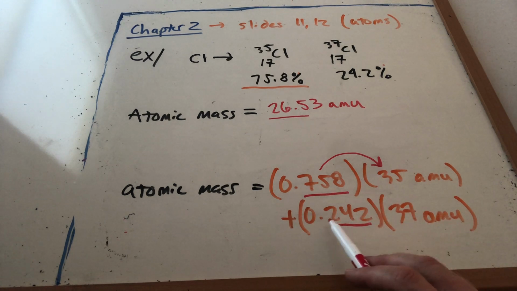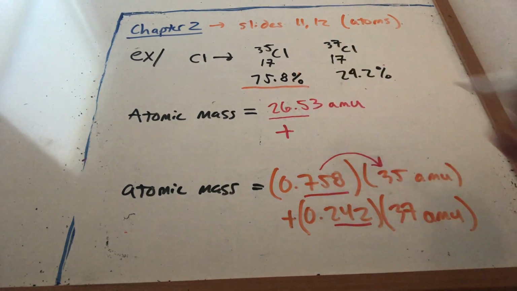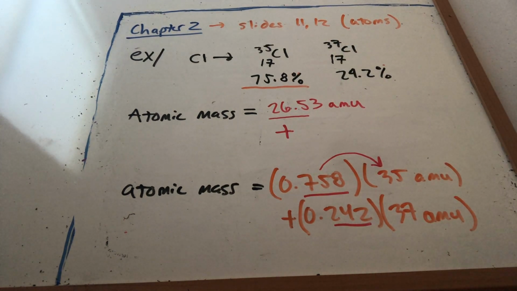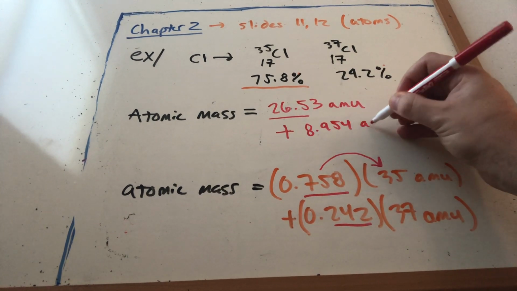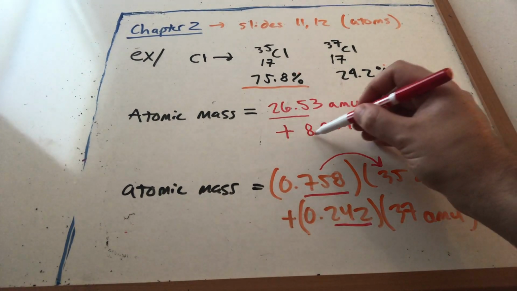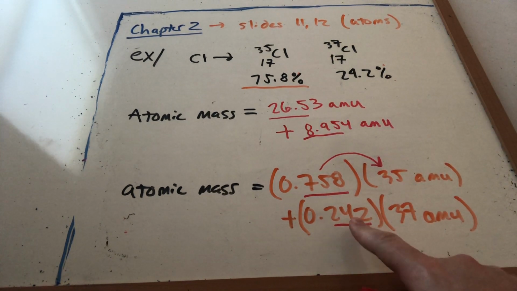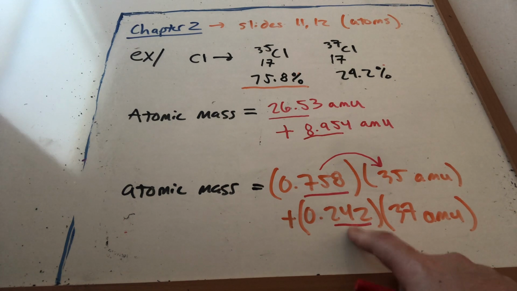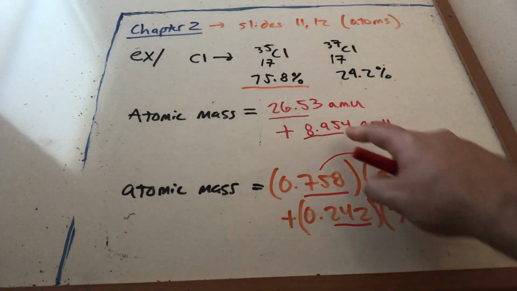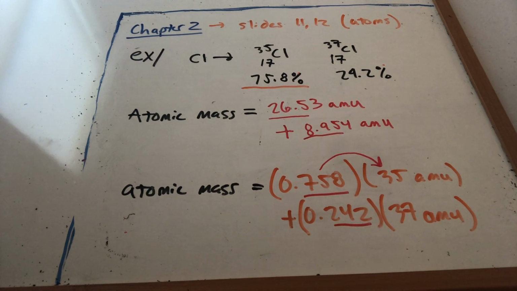What about this second step here? 0.242 times 37. I plug this into my calculator. I know I have to eventually add it to my 26.53, but the number I get out is 8.954 AMU. This again, for all the same arguments that we had before, would have 3 significant figures. This is the measurement. That's what determines the unknown error inside that number that we're now manipulating. The measurement determines that there's going to be 3 total significant figures because I am doing multiplication, right?